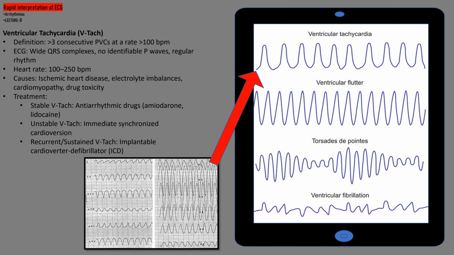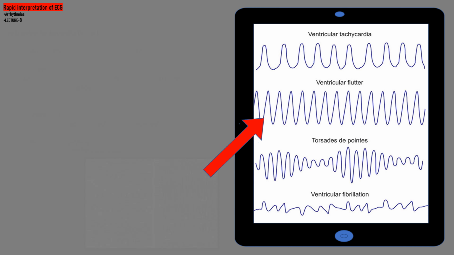Treatment: stable VTach. Antiarrhythmic drugs like amiodarone or lidocaine may be used. Unstable VTach. Immediate synchronized cardioversion is required. Recurrent or sustained VTach. An implantable cardioverter defibrillator, ICD, may be needed for long-term management.